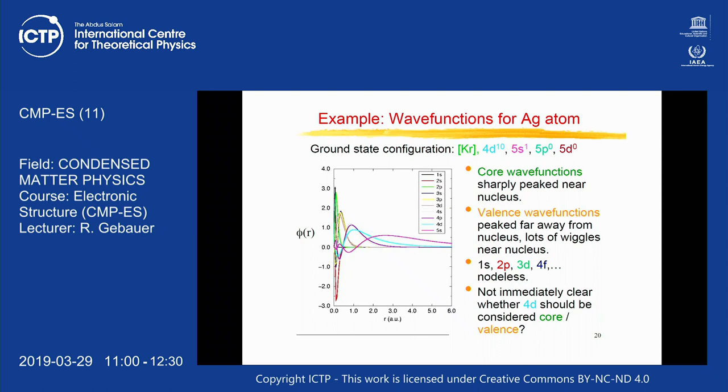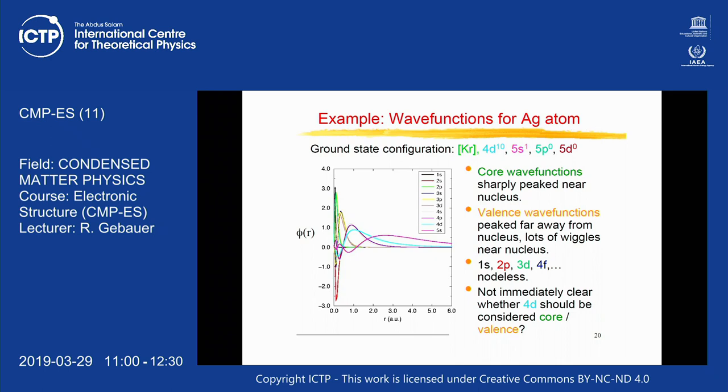Therefore, we would like to have two things. We would like to describe only the valence electrons, not the core electrons. And we would like to have the valence electrons correctly where they are doing something interesting. But we do not like all the orbitals they have close to the nucleus, which are also unimportant for interaction with neighbors.